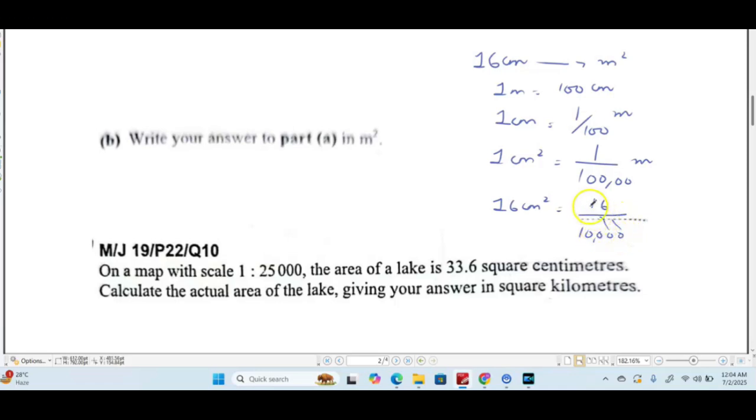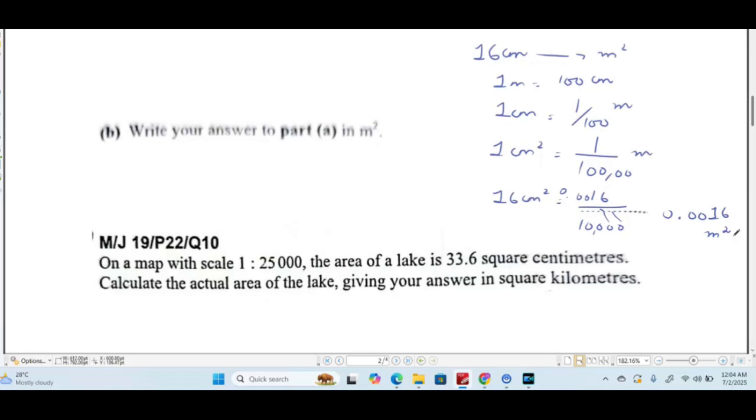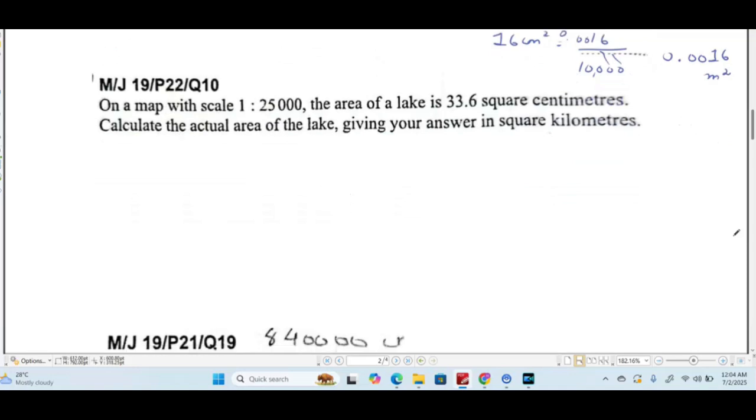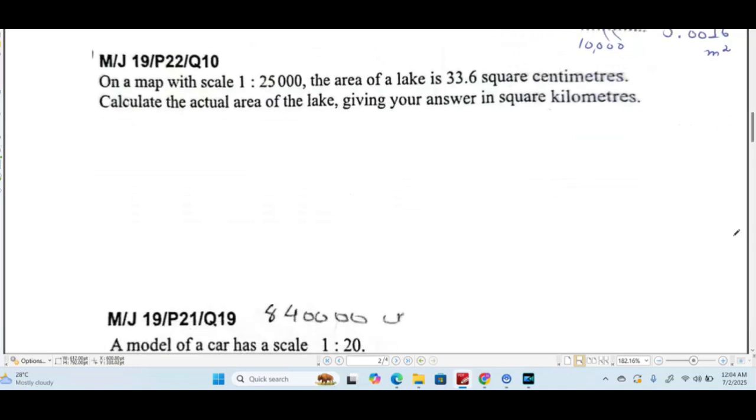and 1 and 2 and 0, 0. So this is going to be our answer. 0.0016 meter squares, right? You should be knowing how to do these conversions up till now. If you've not done them in maths, you must have done them in physics at least. So that is how we do it. I've done that for you again over here. Acha. Moving on to the next question.